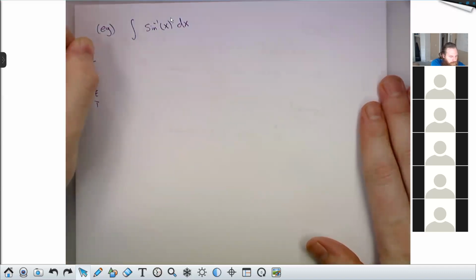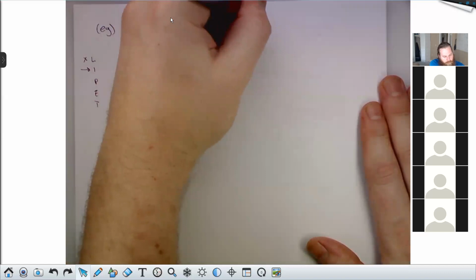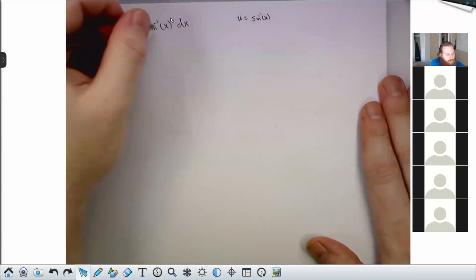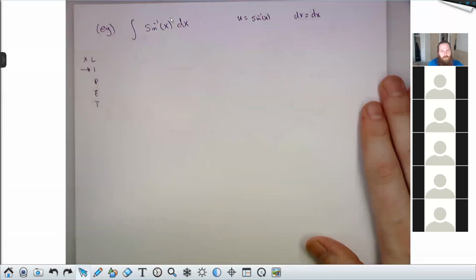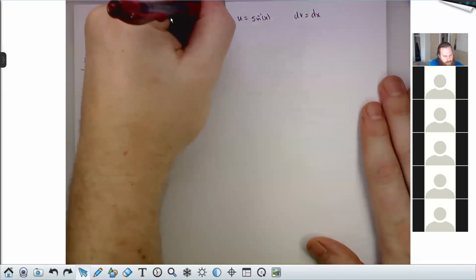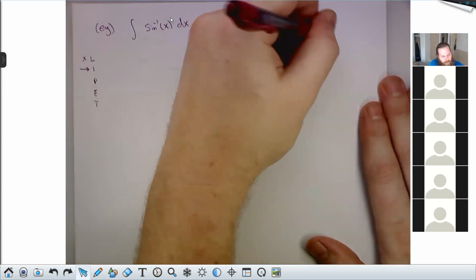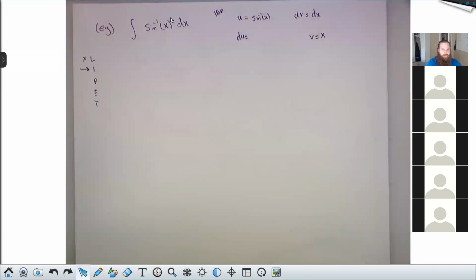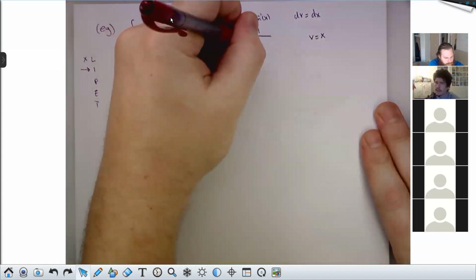I don't have any logs, but I do have an inverse function. So I'm going to run integration by parts with u equal to my inverse function, which is sine inverse x, and dv equal to everything else, which in this case is just dx. Now I calculate du and I calculate v. I'll do v. You tell me, what is du? What is the derivative of the inverse sine function? If I remember correctly, it's 1 over the square root of 1 minus x squared.